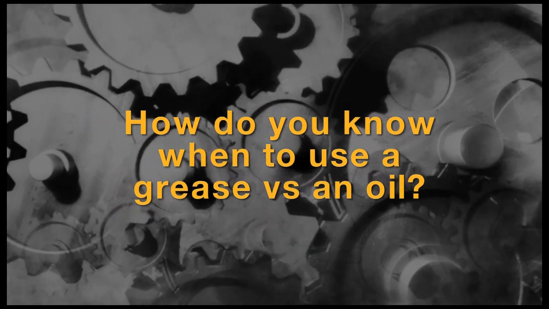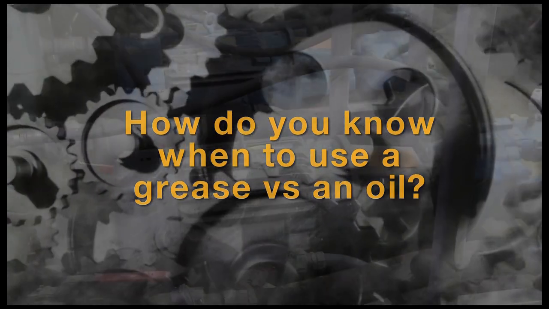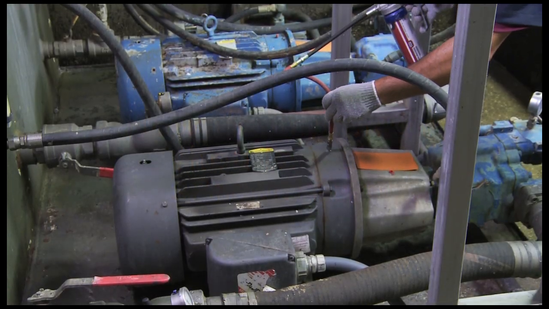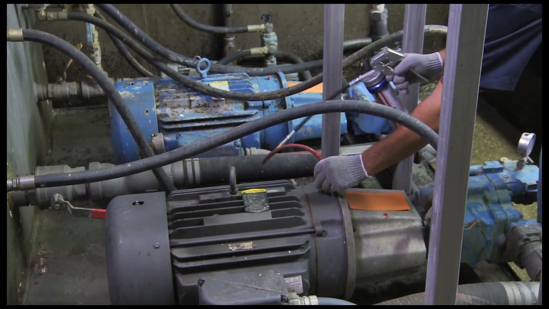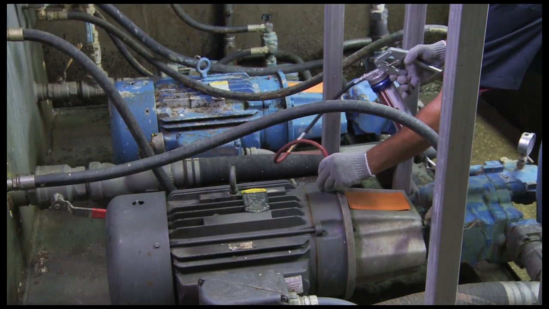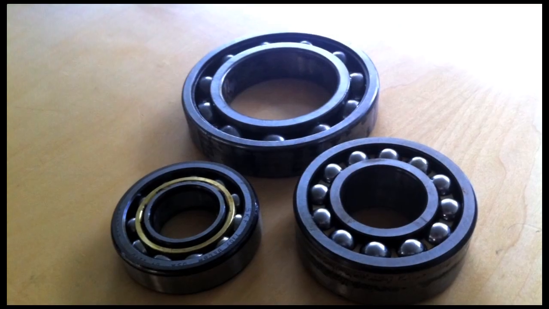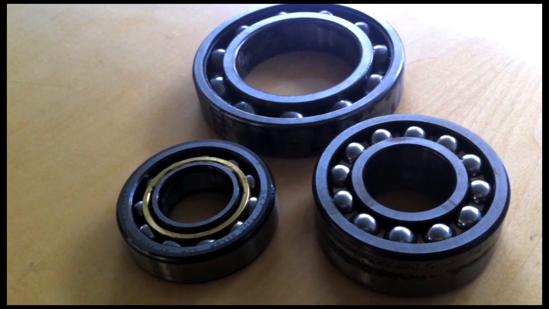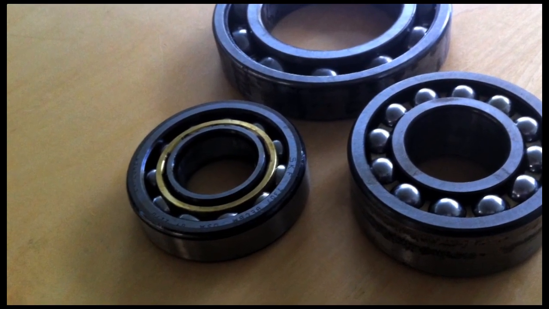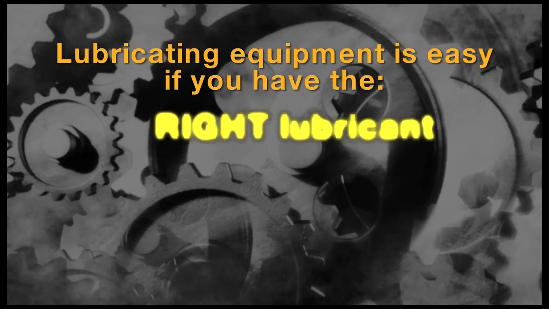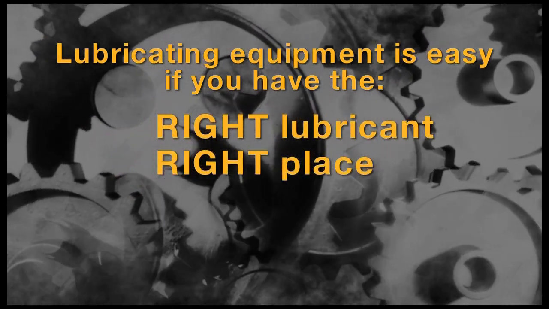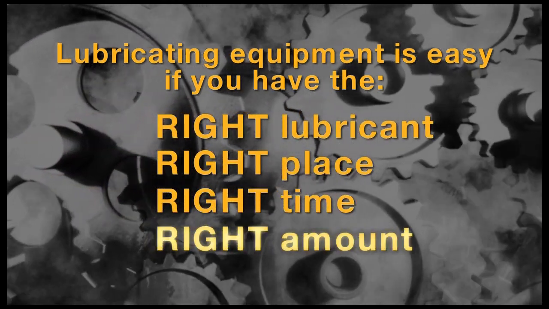So how do you know when to use a grease versus an oil? Grease is generally used in applications that can only be lubricated infrequently and where a lubricating oil would not stay in place. They also act as sealants to prevent ingress of water and incompressible materials. Lubricating equipment is easy if you have the right lubricant in the right place at the right time and in the right amount.